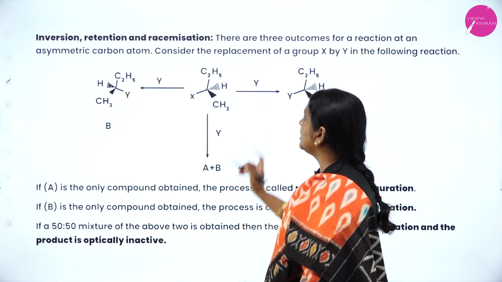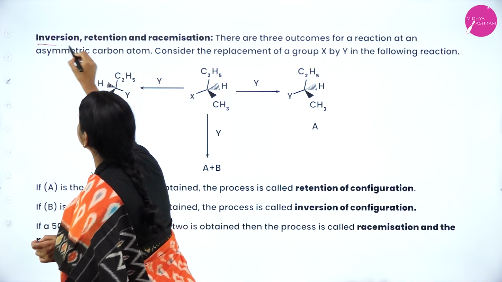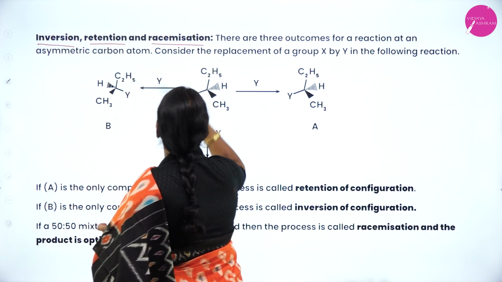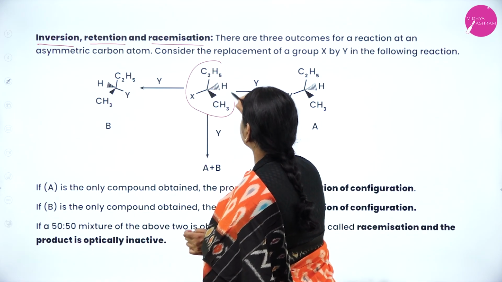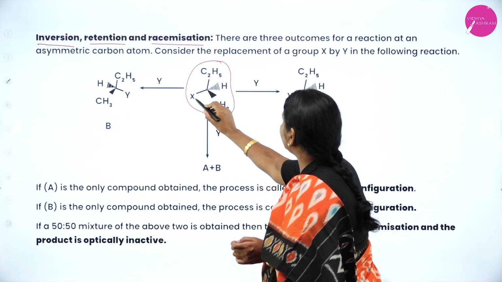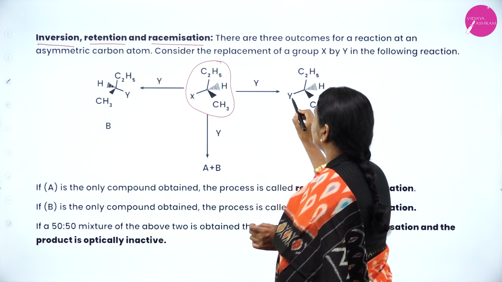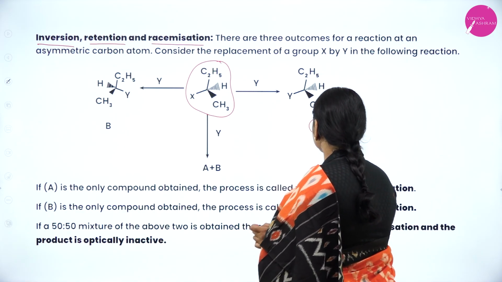Okay. Now, in the same reaction, I'll show inversion, retention, racemization. You will take this as a reactant. I'll add Y. Observe product A. In place of X, we have Y. There is no change in the configuration. Therefore, A is called as what?